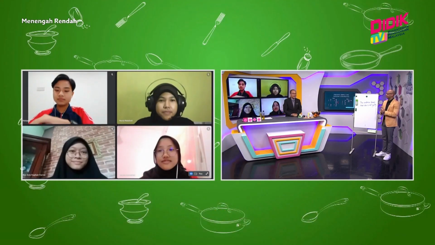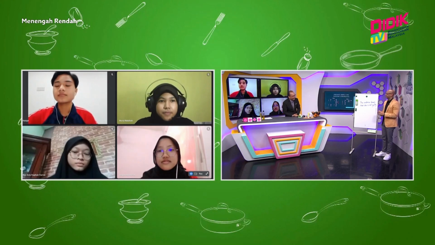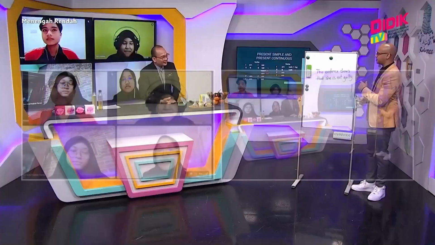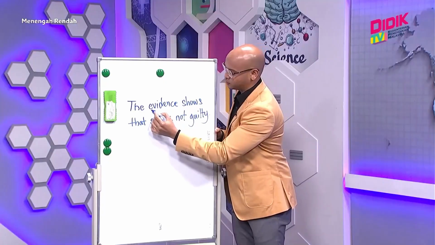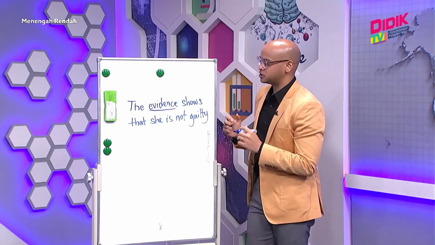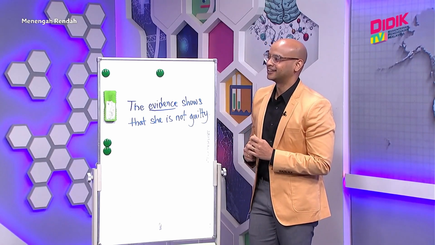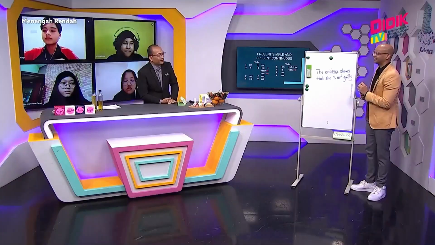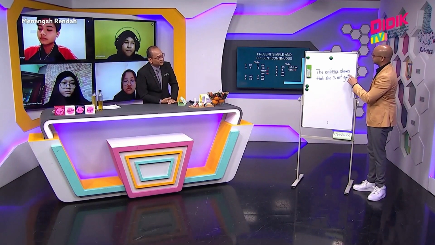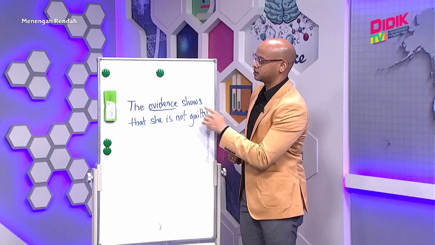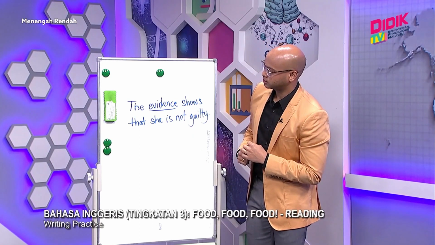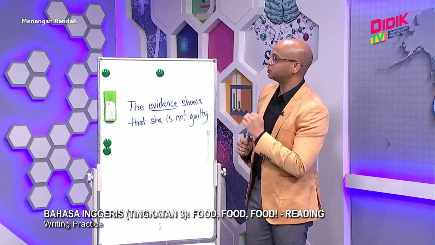And then we are going to see our final student. Shall I read it out? Yes. The evidence, this is the word that I was given. The evidence shows that she is not guilty. Is that correct? Yes, that is correct. The verb that I use is show. Why do you put shows with an S? Because it's singular. Yes, because evidence is singular, so it should be written like that. Okay, that is very good.